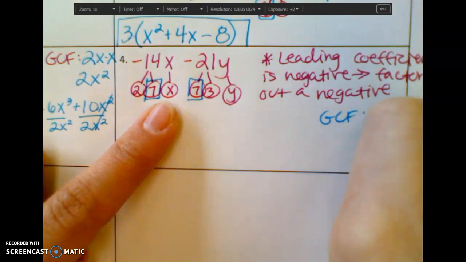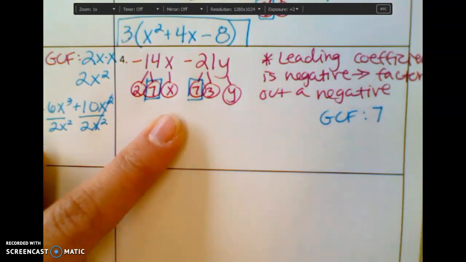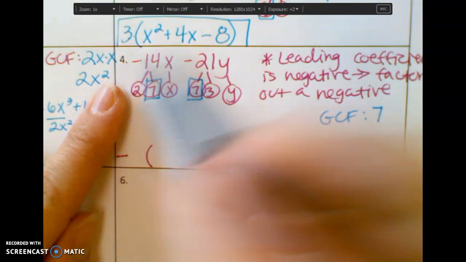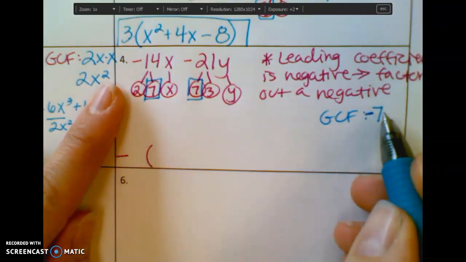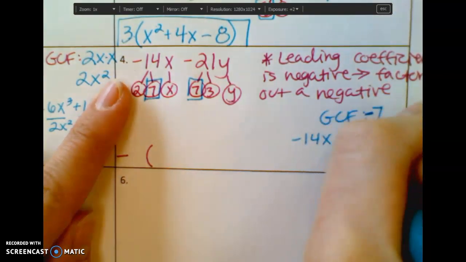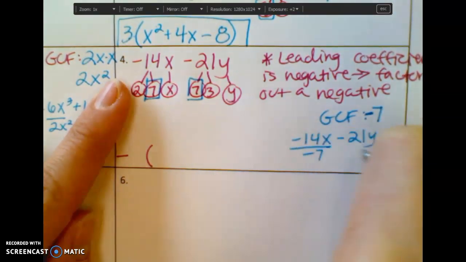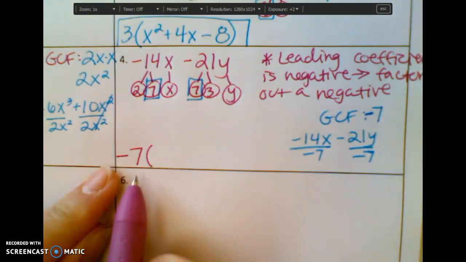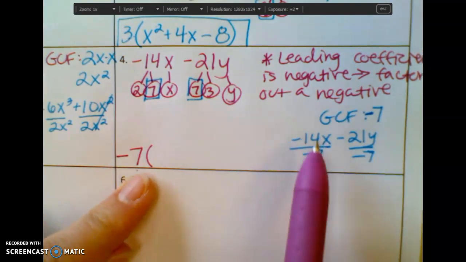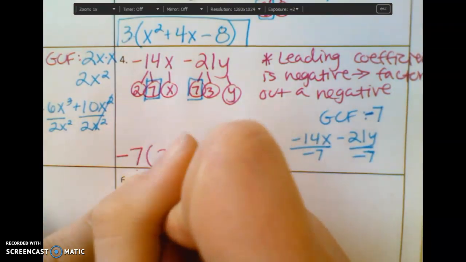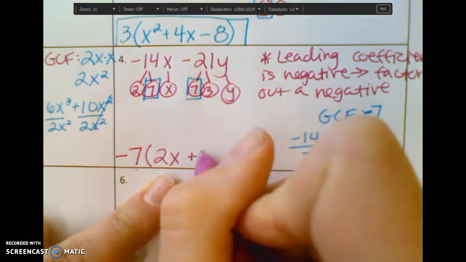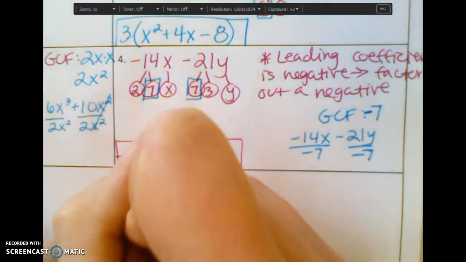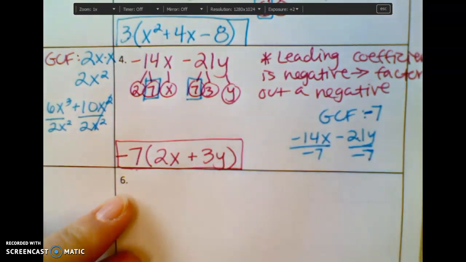So the GCF on this one is just 7, but notice what we have to take out of it, that negative. So our GCF is going to be a negative 7. So now let's take our original problem, divide everything by negative 7. So our GCF is negative 7. I'll put it there. Now, negative 14 divided by negative 7 gives me 2x. And negative 21 divided by negative 7 gives me positive 3y. So again, you have to factor out the negative.